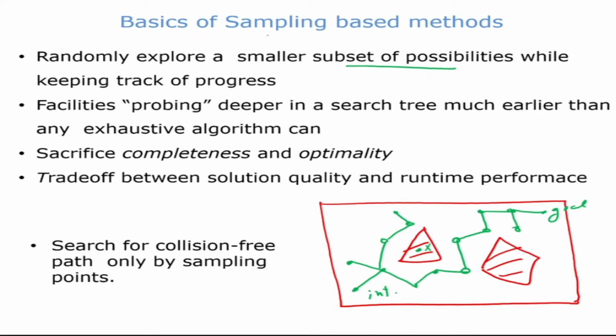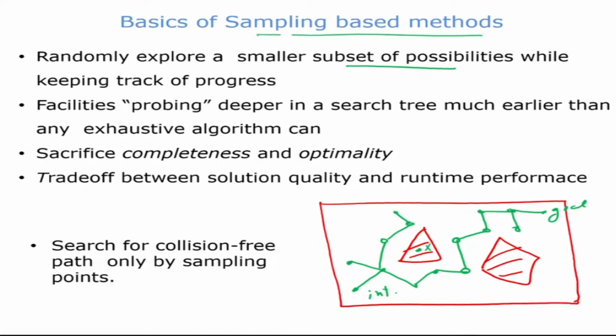sampling based methods, we don't search the whole workspace, but we basically look for a smaller subset of possibilities, which makes the search faster. But then we are sacrificing optimality, and you may not be able to find a path, even when a path can exist. So this is something we discussed in the last class.